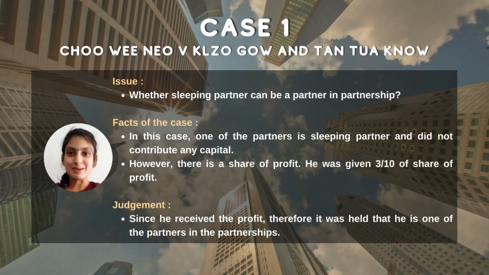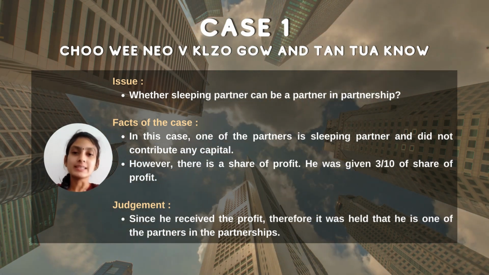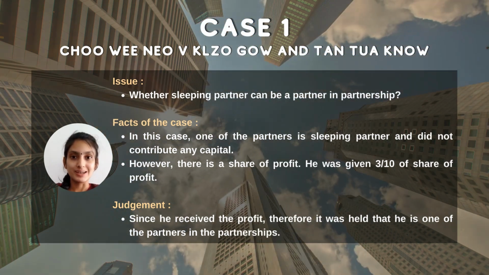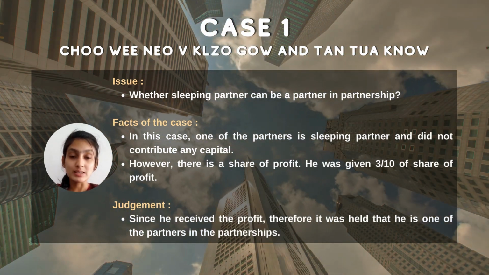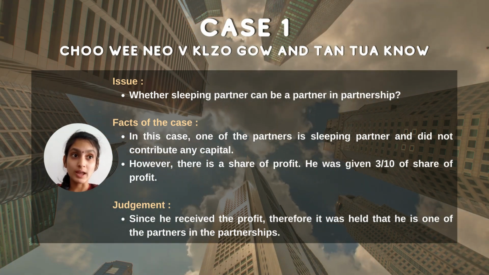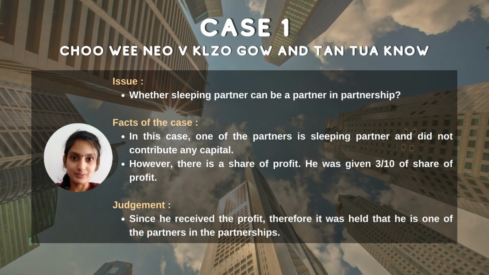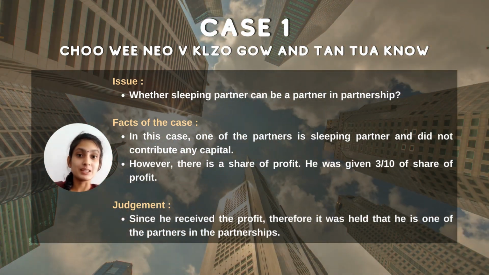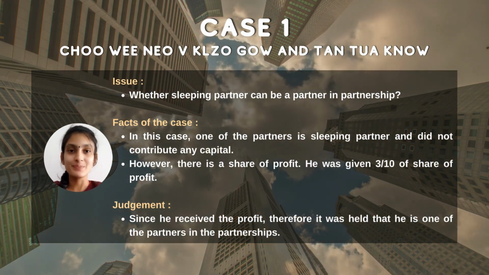So it's time to discuss our first case. Actually it's easy, just try to make it simple to understand. The first case name is Choo versus KLZO, Go and Tan Tuanu. It's a big name, but try to remember as you prefer. But make sure that the first name versus the first name must be remembered at least.